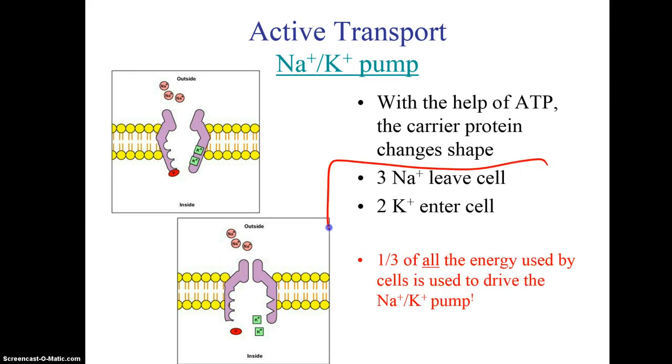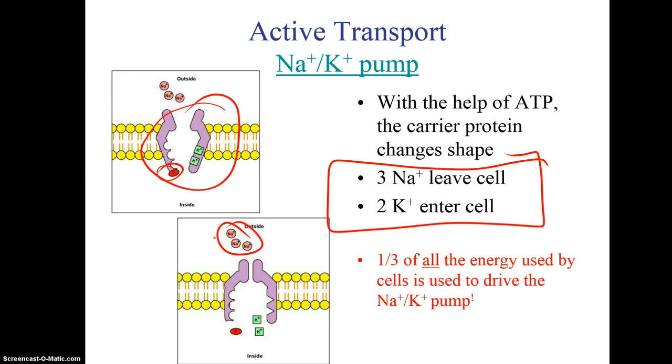It's important that you know this: 3 sodium will leave a cell and 2 potassium enter a cell. It requires the help of ATP to power this process, that phosphate getting added on there, breaking ATP down. It requires that energy from ATP to change shape, and what's going to happen is it's going to take 3 sodium, kick it out of the cell, take 2 potassium, and put it into the cell. One third of all energy used by cells is used to drive this pump, so it's rather important for life.